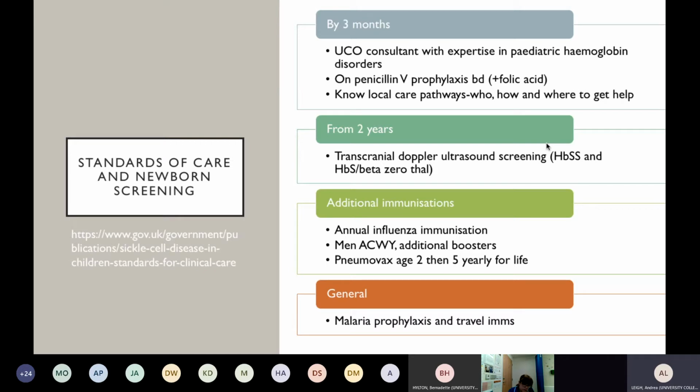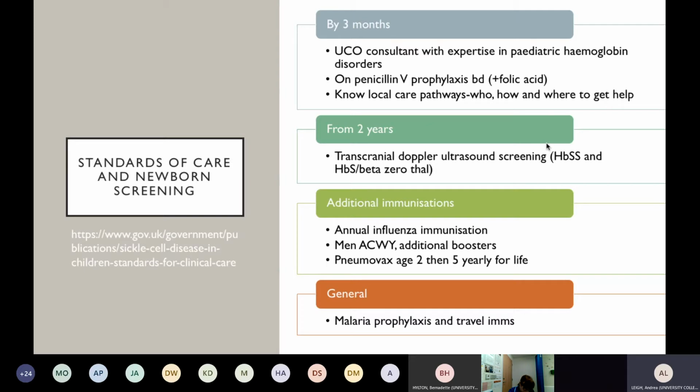From 2 years of age, we start Doppler ultrasound screening, which is for risk of stroke. Now, the national standards are that this is done if you've got sickle cell anemia, so HbSS, or if you've got sickle beta 0 thalassemia, because those are the groups with the highest risk of having a stroke in childhood. And we'll talk a bit about that in a while. Now, the importance of getting under appropriate care early on cannot be overestimated.